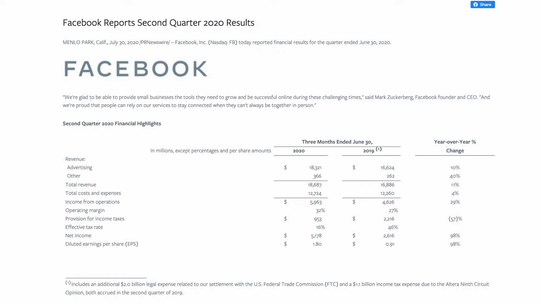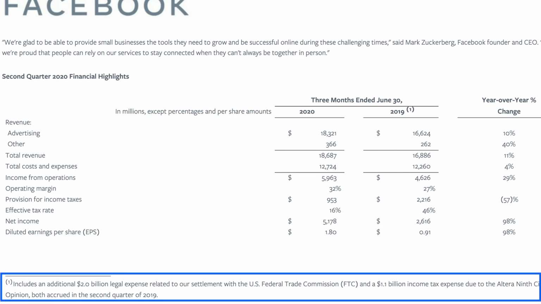And if we look in the footnotes of the press release, we can see that the 2019 figure that we are comparing this quarter to has a $2 billion legal expense and a $1.1 billion one-time tax expense. So both of these expenses are one-time expenses. These are things that are not a part of the normal operations of the business.